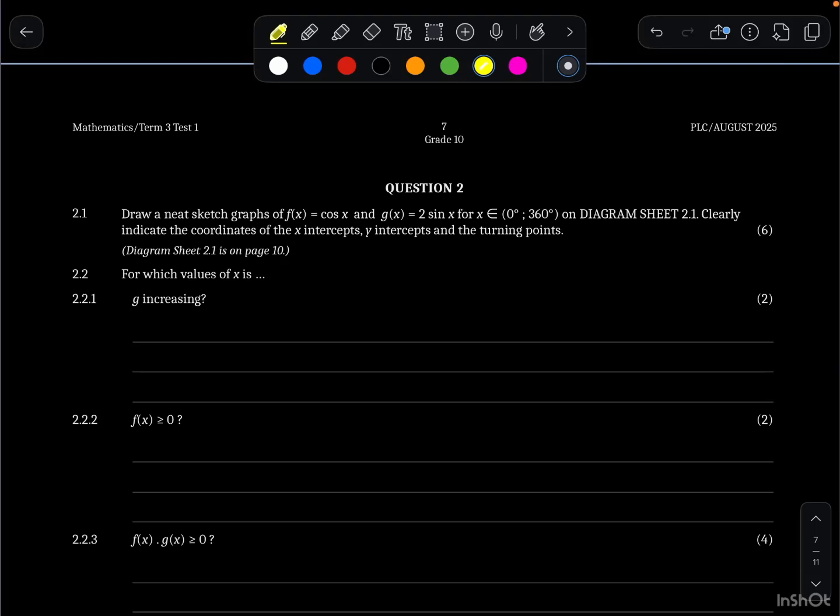I need sketch graphs of f of x is cos x, g of x is 2 sine x, between 0 and 360 degrees. Clearly indicate the coordinates of the x-intercepts, y-intercepts, and the turning points. Okay, so let's go ahead and draw those graphs first. And just to make a note, they say here x is between 0 and 360 degrees, and it's not included. Let's go draw those graphs first.